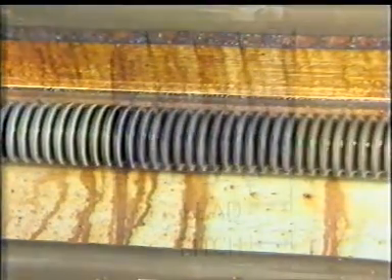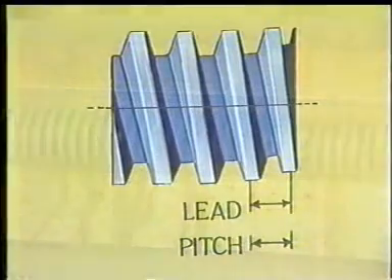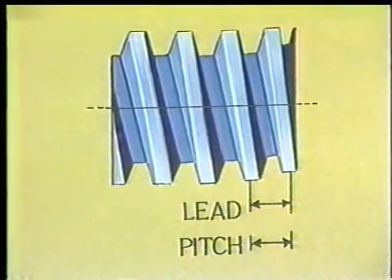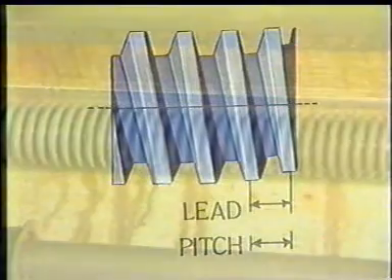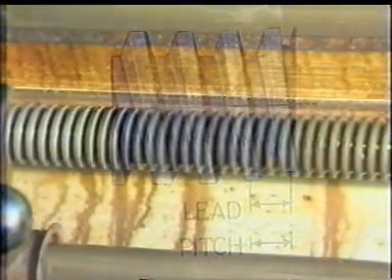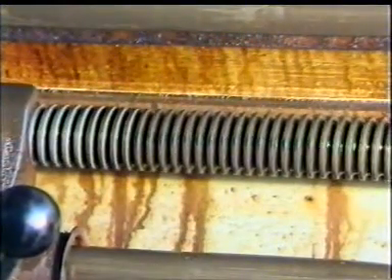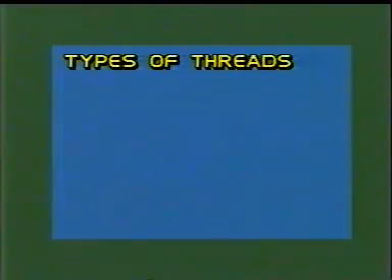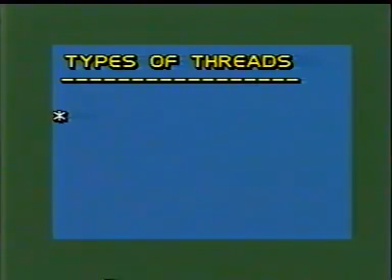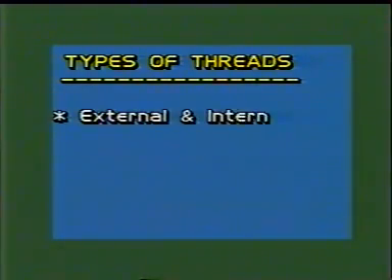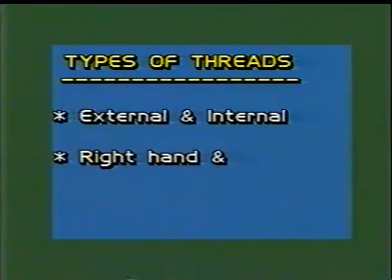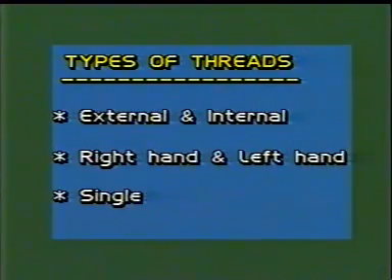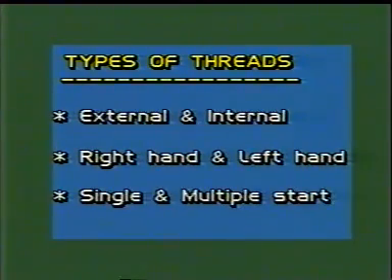A screw thread is a ridge of uniform section in the form of a helix cut around the circumference of a cylinder and advancing along the axis. The threads are classified as external and internal, right hand and left hand, single and multiple start.